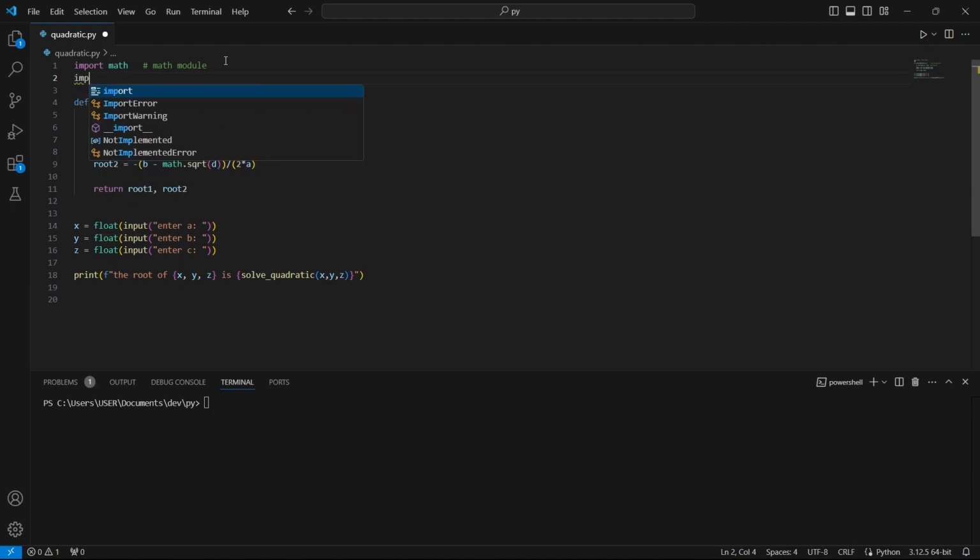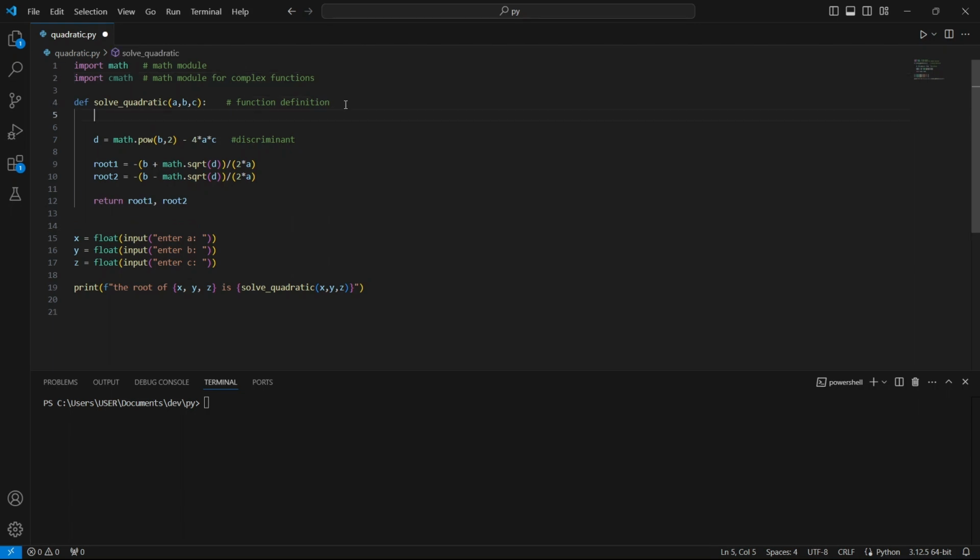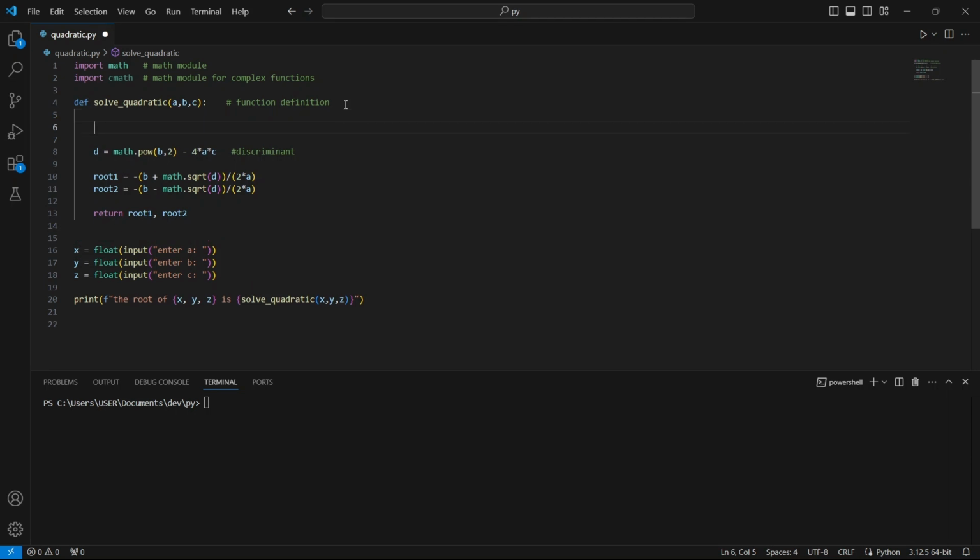So let's go ahead and import, and it is called cmath. Now let me comment this out: math module for complex functions. Now this module is actually used for complex functions. And from the definition of the discriminant, we know that when the discriminant is less than 0, automatically the solution is complex.